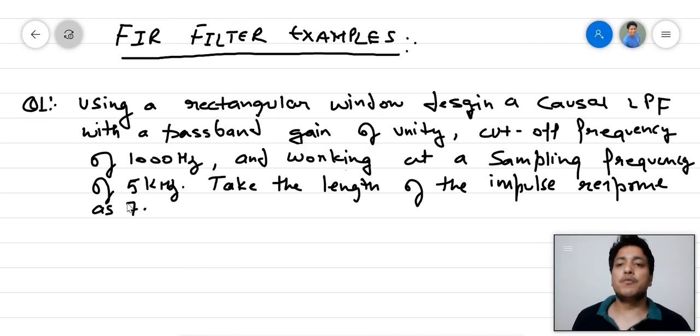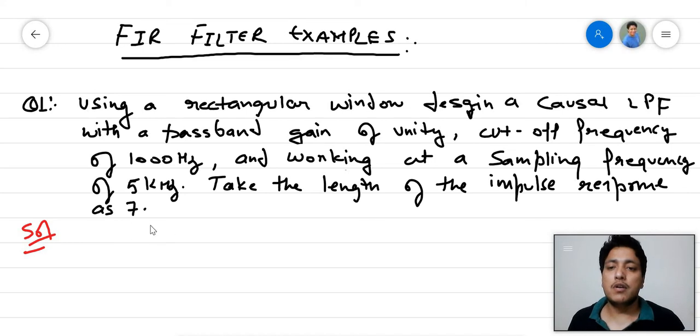The question provided to us is: using a rectangular window, design a causal low pass filter with a passband gain of unity, cutoff frequency of 1000 Hz and working at a sampling frequency of 5 kHz. Take the length of the impulse response as 7. We will start the solution.